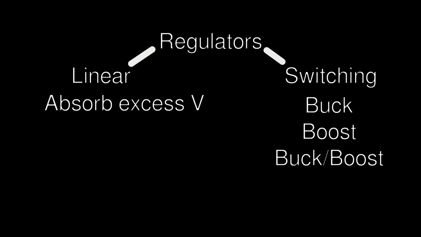Voltage regulators generally come in 2 flavors, linear and switching. Linear regulators absorb excess voltage to create a constant output voltage, and switching comes in 3 variants: buck, which is able to lower voltages, boost, which is able to raise voltage, and buck boost, which is able to do either one.